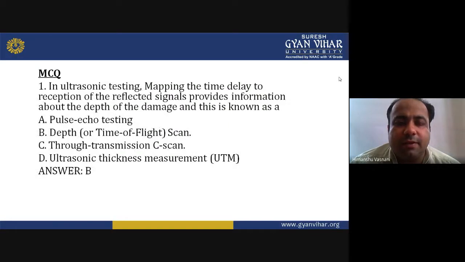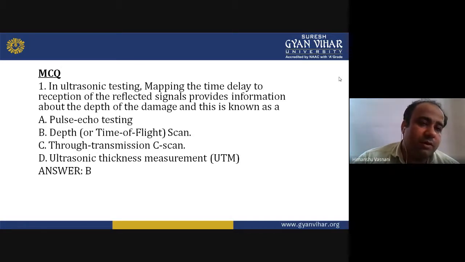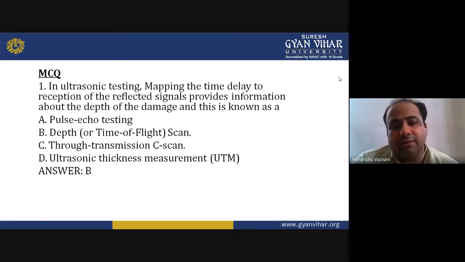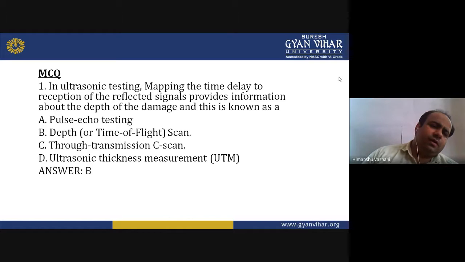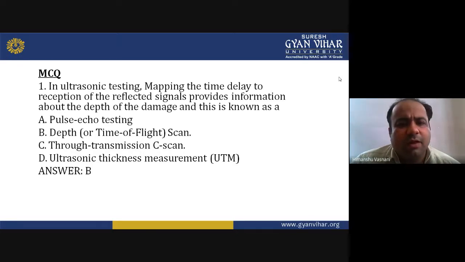In ultrasonic testing, mapping the time delay to reception of the reflected signals provides information about the depth of the damage, and this is known as what do we call this? We call it either pulse echo testing, but pulse echo testing is a different thing. It is like you are giving a pulse, and if it is reflected back from a surface, then it is pulse echo testing. This is different. Through transmission C scan, no, because transmission means you have a sender on one side and a receiver on the other side, and then the wave travels only one time. So this is not okay.